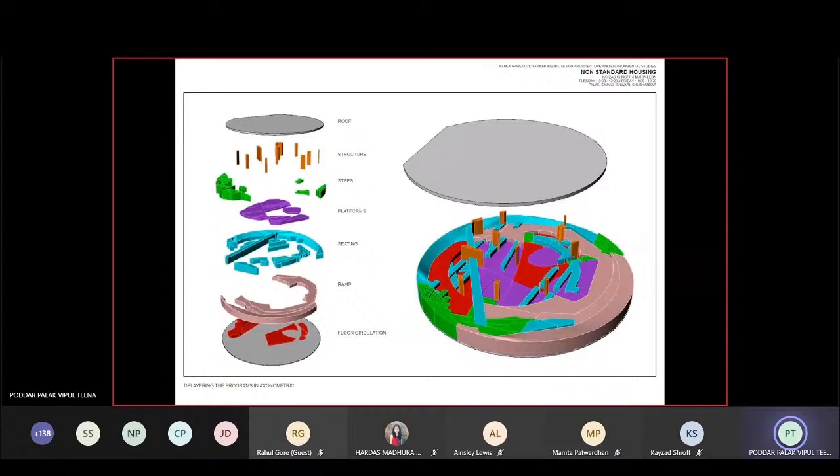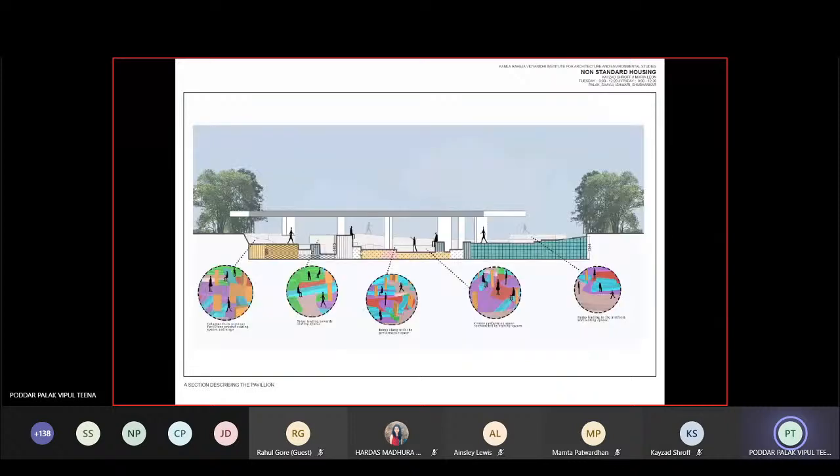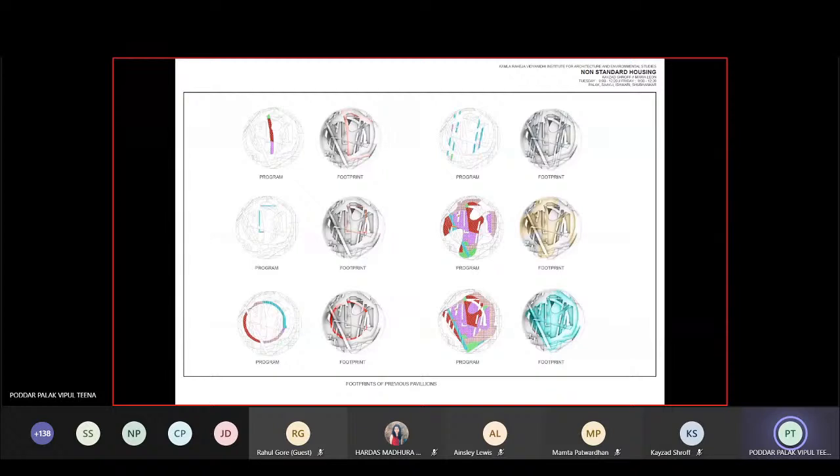And finally, in stage 2, we identified and delayered the programs of the pavilion in terms of the roof, the structure, steps, platform, seating, ramp, and the floor circulation. And this section sort of explains the relationship between these programs. And then we compared the relationship between the individual footprint that we started with and the programs, and we saw how these overlaps really happened.